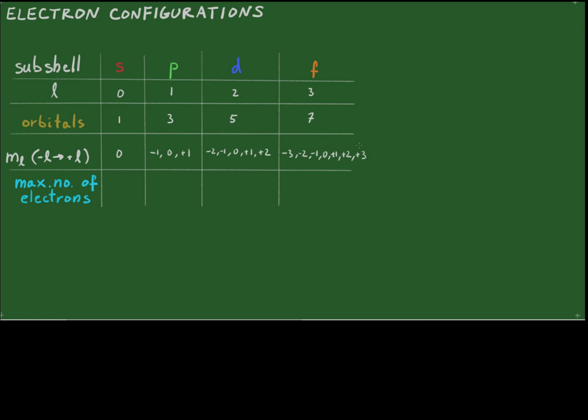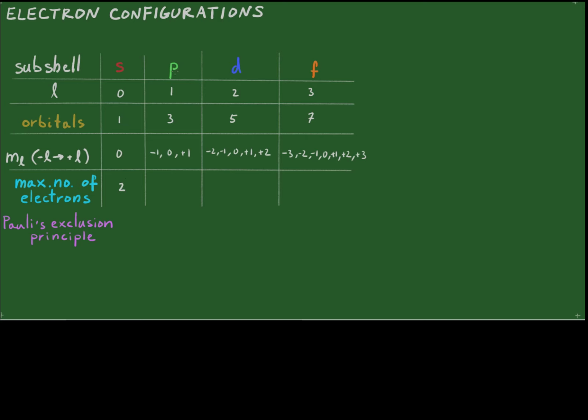Now you might ask, what is the maximum number of electrons for each subshell? Well, Pauli's exclusion principle states that no 2 electrons in the same atom can have the same set of quantum numbers. In effect, this means only 2 electrons per orbital. So, the S subshell has 1 orbital, therefore the maximum number of electrons will be 2.